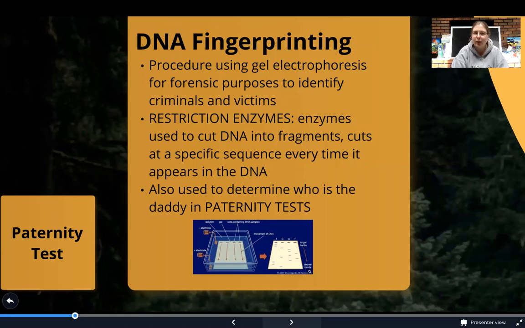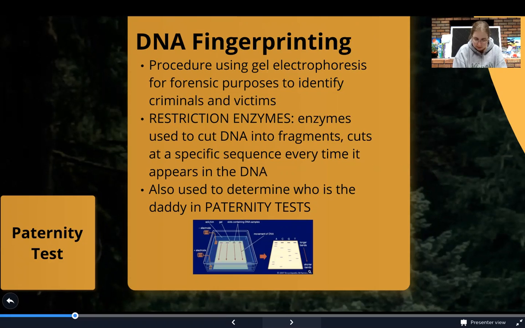The most common use for it is in forensics, to identify criminals. So if they find a blood sample at a crime scene, you're like, this could have come from the murderer. Let's take it and analyze it and see if they're in the system. Or it gives them something to compare once they have a suspect.